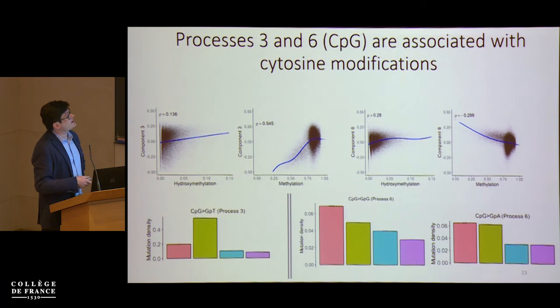And interestingly enough, if we look at correlation with epigenomic features, we see that, as expected, the process of transitions is positively correlated with the rate of methylation, and also positively correlated with the rate of hydroxymethylation. However, if we look at the signature of the process leading to transversions, we still see positive correlation with hydroxymethylation, but sharp negative correlation with methylation. The process is primarily localized to CpG islands that are actively demethylated.